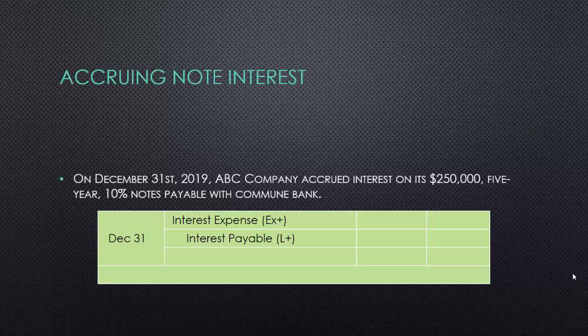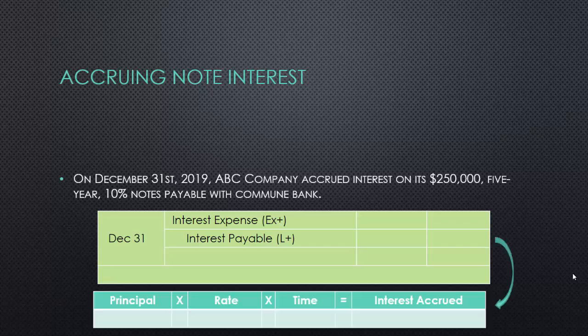How much interest do we owe? We can use the same formula. Principal times rate times time equals interest. In this case, the amount of interest we're accruing. So the principal is how much money we still owe on the note. We haven't made any payments. We still owe the $250,000.